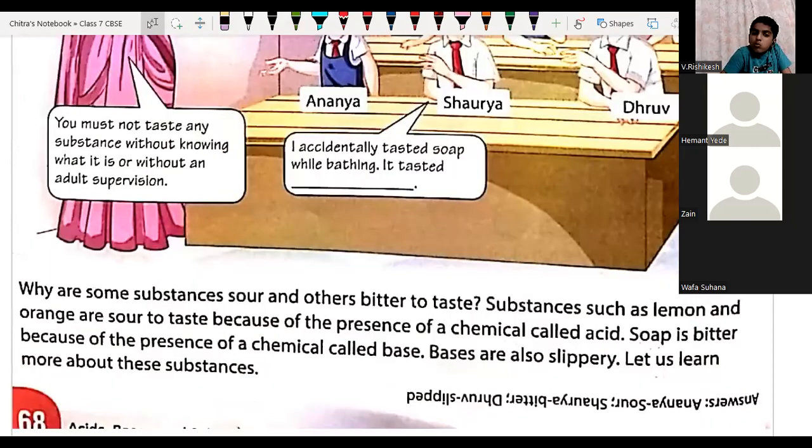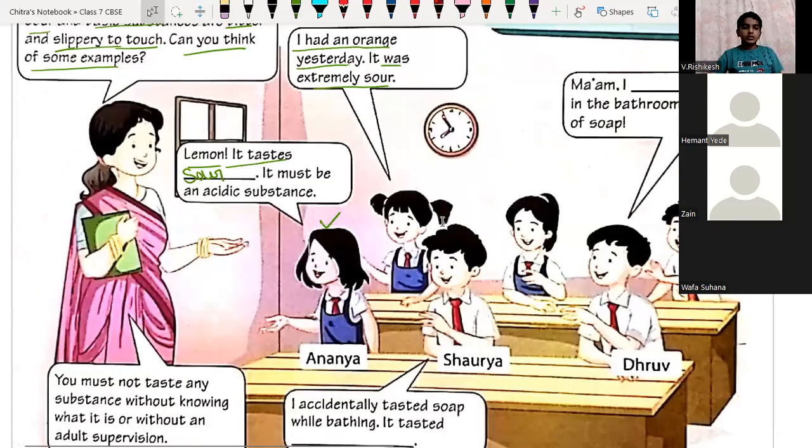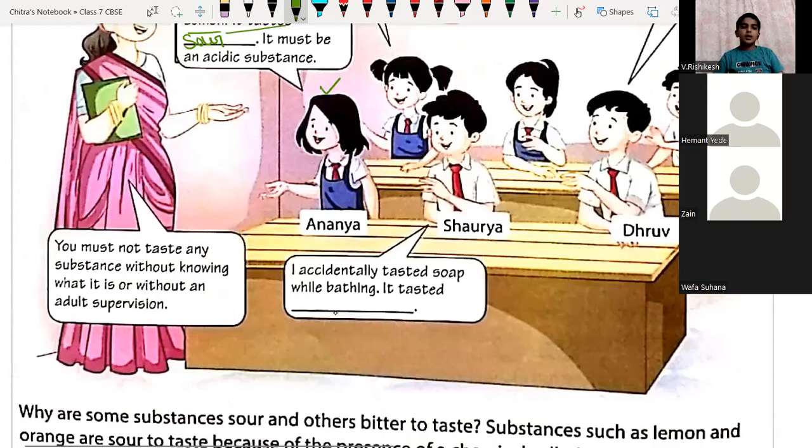Sir, is lemon an acid? Yes, lemon is sour to taste, so it is an acid. It contains citric acid. Okay. Next. Sir, your voice is breaking in the middle, sir. Okay. Sir, it contains citric acid, right, sir?